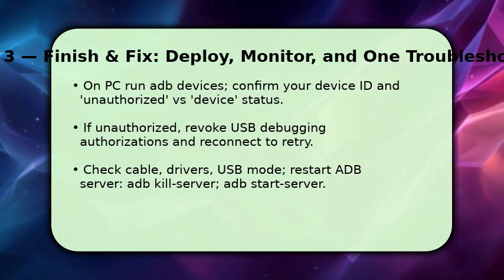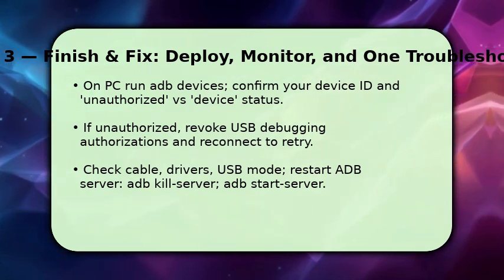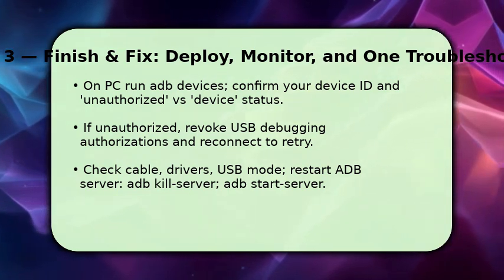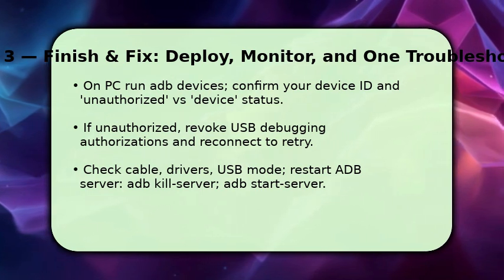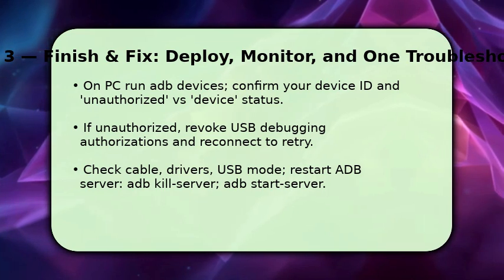Open a terminal and run adb devices. If you see your device with status device, you're done and can run commands. If it appears as unauthorized, revoke USB debugging authorizations on the phone and reconnect to prompt a fresh RSA approval.